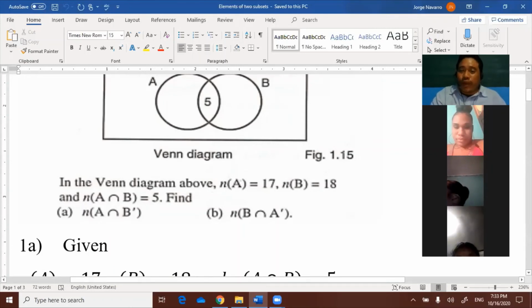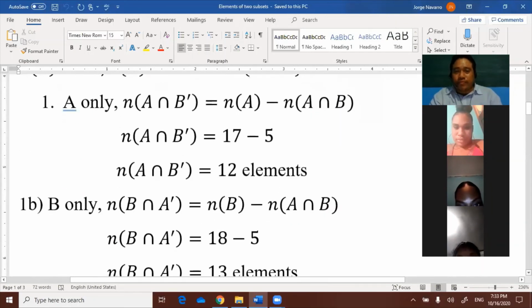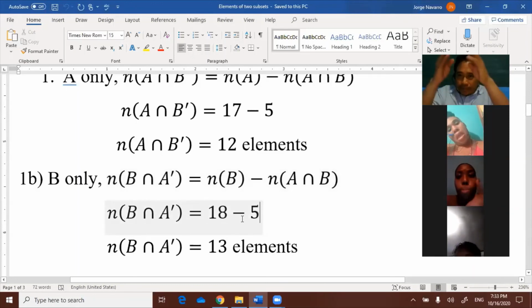Exactly. So let us write that out in set notation. We already wrote our formula. So B only, which is the number in B intersect A complement, is equal to the whole circle. The whole circle, B, is 18, as I mentioned, minus the middle part, which is 5. So 18 minus 5, as you said, is 13. So there are 13 elements in there.